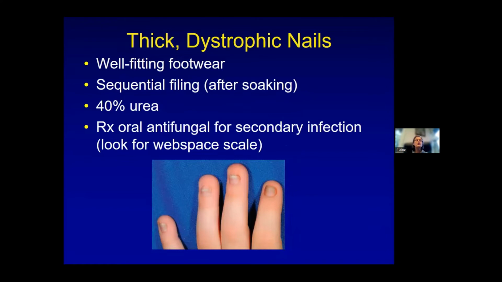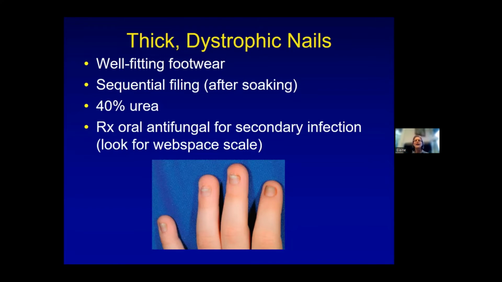For the thick dystrophic nails, it's really important to have good fitting footwear. One of the things that people can try is just sequential filing. You can get almost sandpaper grit, finer and finer, that people can use to try to thin out their nails. 40% urea, especially under occlusion, is something that people can try, but it's so labor intensive that I certainly don't have many kids that can keep that up. And then you always have to be aware of the possibility of secondary fungal infection.